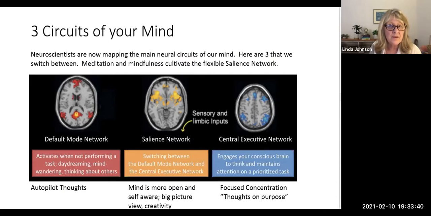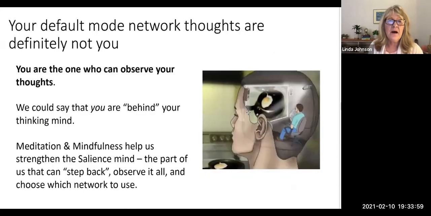It's open, expansive, and more creative, really, because this one is really tuned in and trying to accomplish things, get things done, focus in. So we'll be looking at zoom out, zoom in, really right brain, left brain next week. We talked about how the default mode network thoughts are not you. They are conditioned thoughts that we have basically programmed, absorbed.